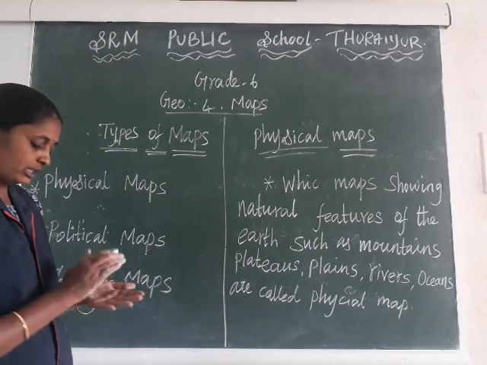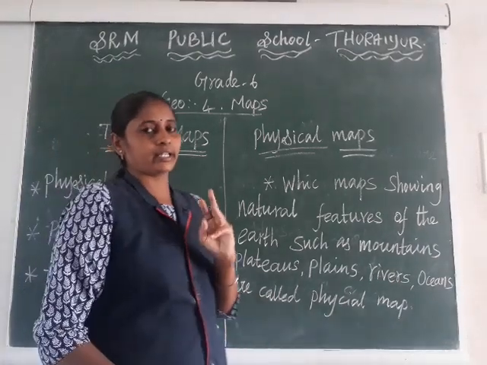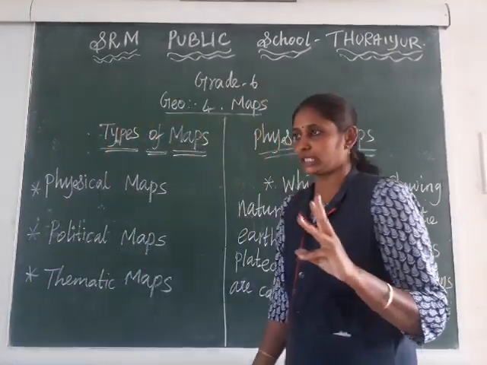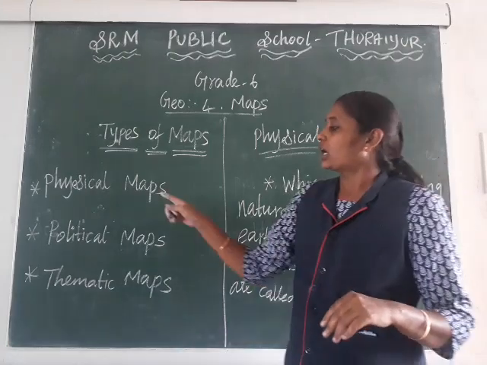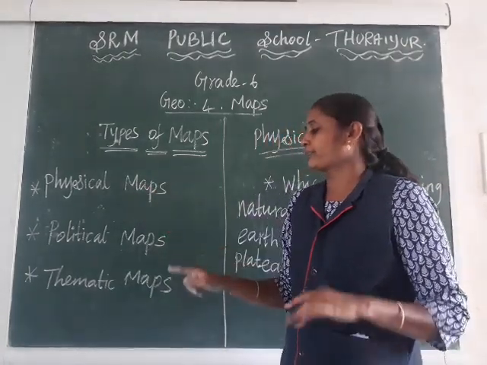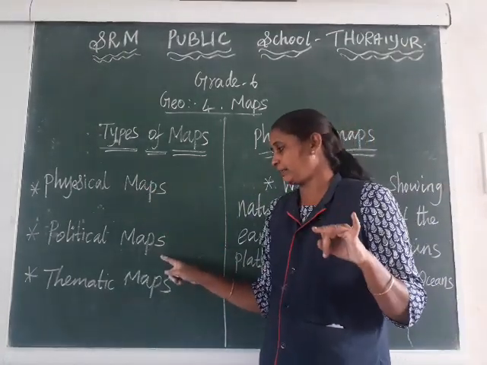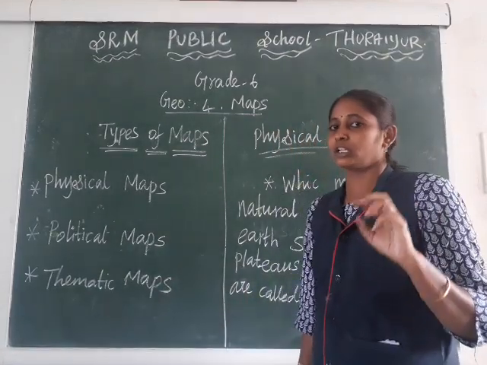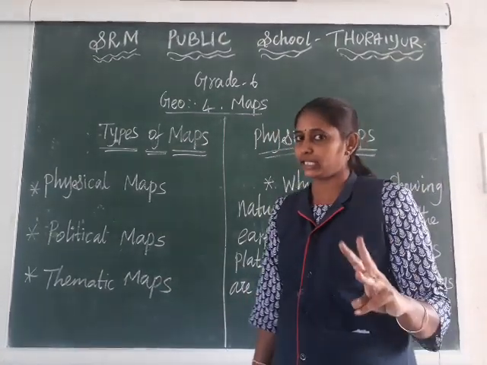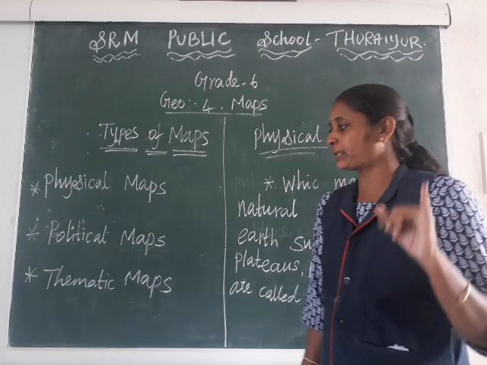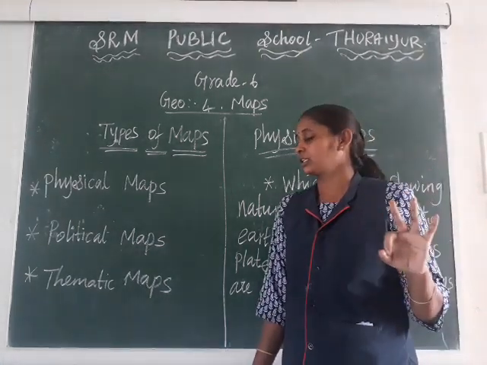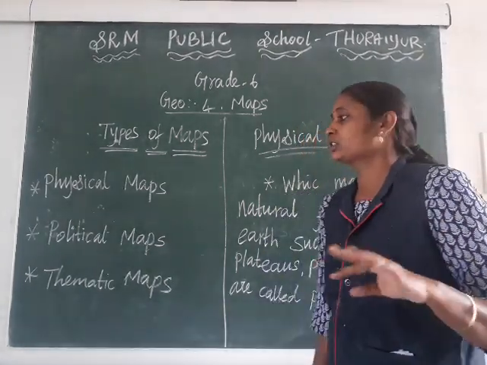Types of map. We can divide maps into three categories: physical map, political map, and thematic map.